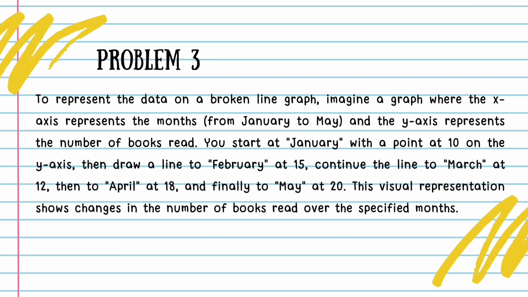To represent the data on the broken line graph, imagine a graph where the x-axis represents the months from January to May and the y-axis represents the number of books read. You start at January with a point at 10 on the y-axis, then draw a line to February at 15, continue the line to March at 12, then to April at 18, and finally to May at 20. This visual representation shows changes in the number of books read over the specified months.